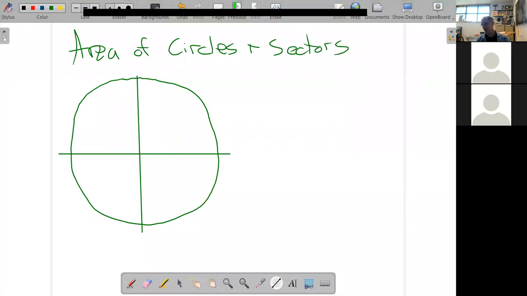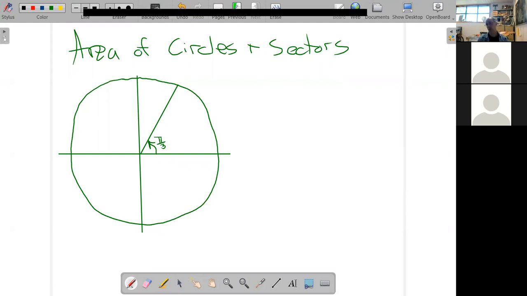So, area of circles and sectors. Something about a sector here. Let's pick a special angle, attempting to draw right there an angle of pi over 3. Okay, so pi over 3 is equivalent to 60 degrees.